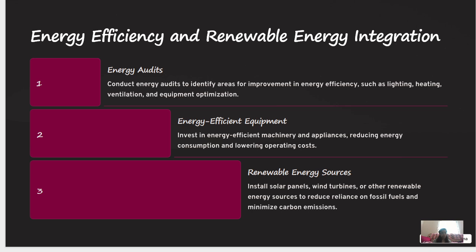Next is how this can be converted into energy forms, that is, energy efficiency and renewable energy integration. Conduct energy audits to identify areas for improvement in energy efficiency, such as lighting, heating, ventilation, and equipment optimization. Next is energy-efficient equipment. Invest in energy-efficient machinery and appliances, reducing energy consumption and lowering operating costs. Next is renewable energy sources. Install solar panels, wind turbines, or other renewable energy sources to reduce reliance on fossil fuels and minimize carbon emissions.